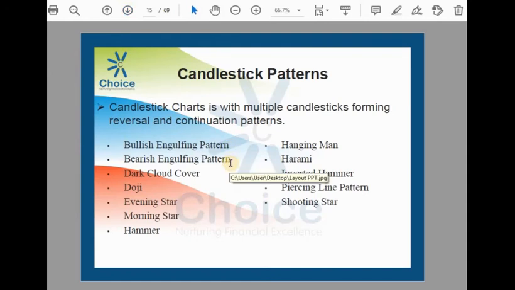Here we see a few candlestick patterns in which multiple candlesticks form reversal and continuation patterns. I may list a few of them: the bullish engulfing pattern, bearish engulfing pattern, dark cloud cover, doji pattern, evening star, morning star, hammer, hanging man, harami, inverted hammer, piercing line pattern and shooting star.